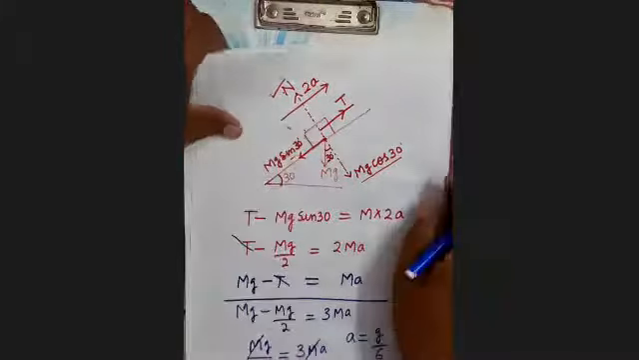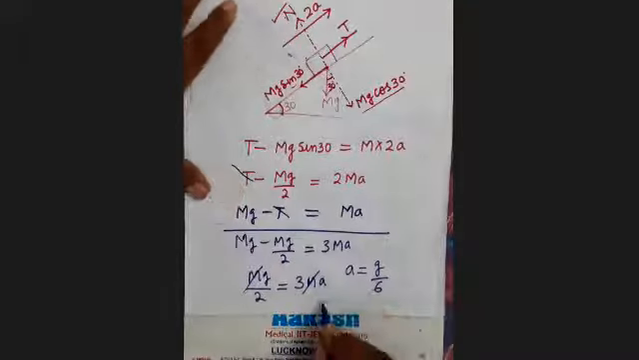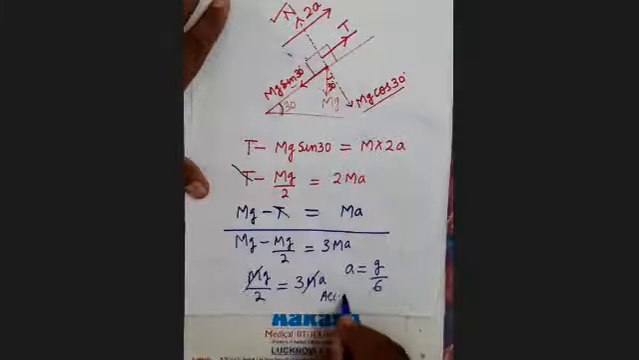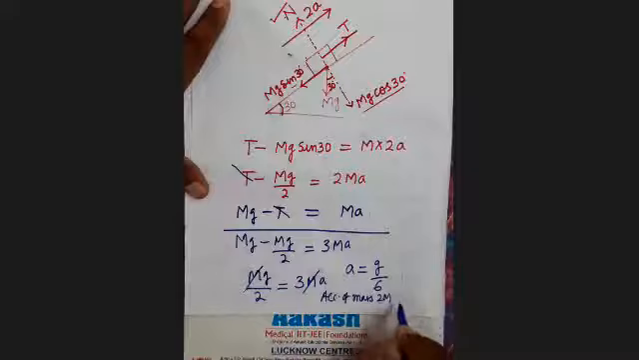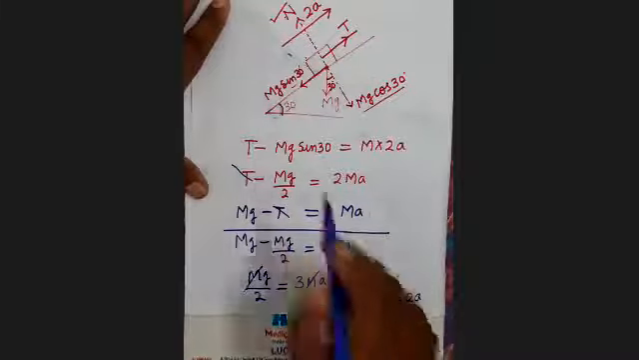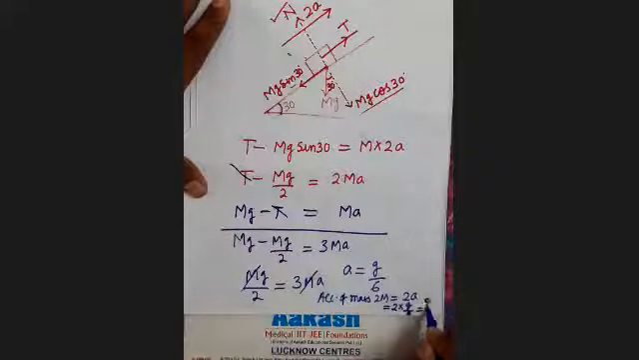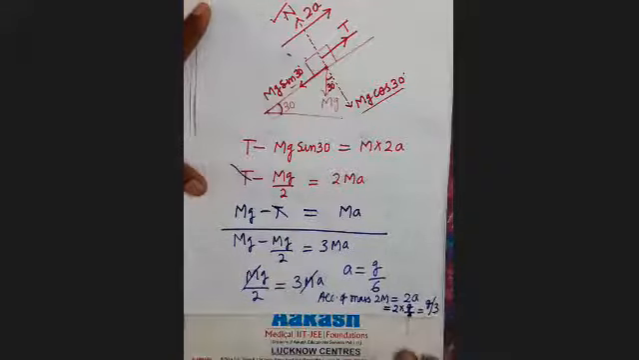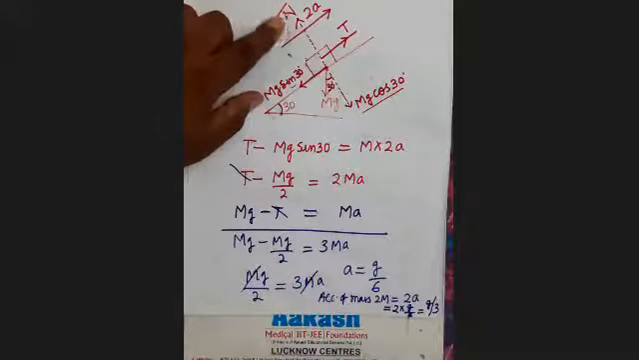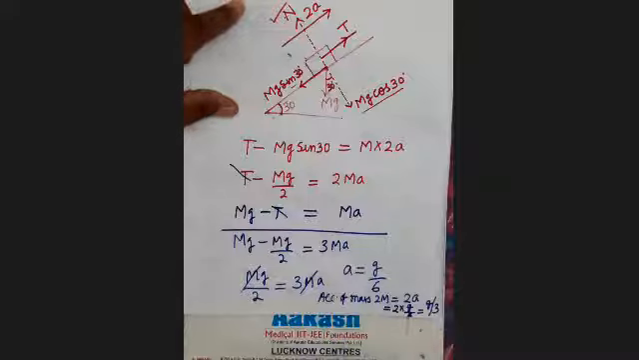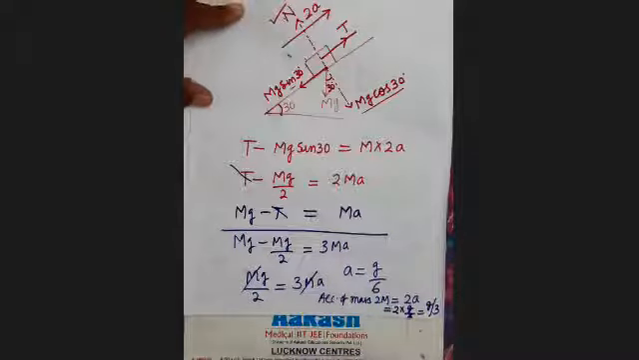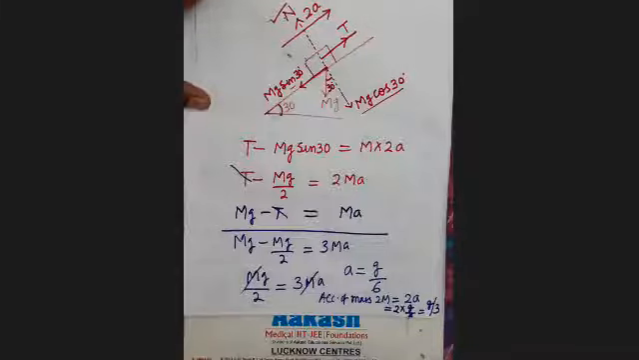So what is the acceleration of the block of mass 2m? It will be equal to 2 into a, and 2 into a means 2 into g by 6. That is g by 3. It will be g by 3. It's clear? Because its acceleration is 2a, so 2 into g by 6, that is g by 3. So this is one question.